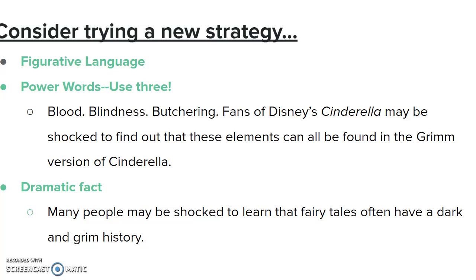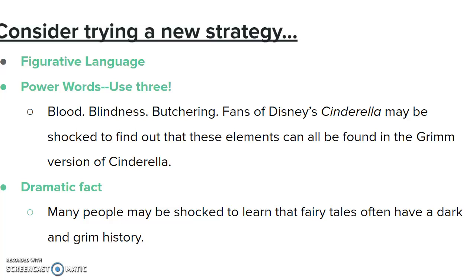So I wanted to share a few new strategies that you might consider trying. The first one isn't really something new, it's figurative language. So maybe you might want to start off with just a really well-written line. Maybe you're going to compare Cinderella to someone or compare a fairy tale to something and use a simile or a metaphor. Or, of course, you could try something else. The next strategy is something called power words. And when we try out these power words, we also want to use 3.